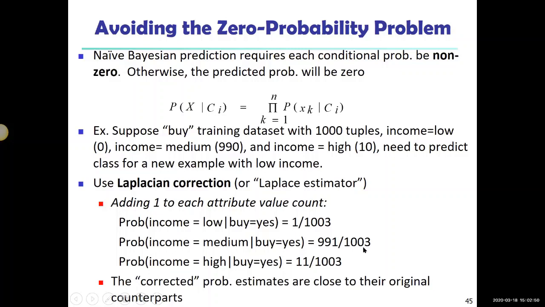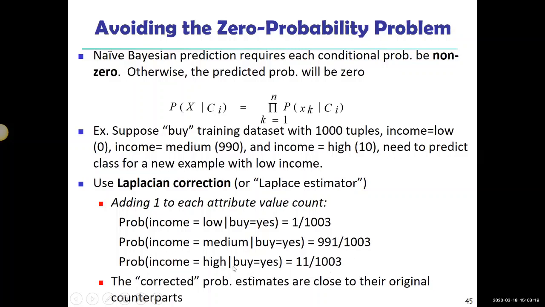Originally, low income is zero, medium is 990, and high is 10. So 1 is added to each of them. Yes. Because it would not be fair to just add 1 to low. We add 1 to all of them, and that makes our denominator increase by 3.